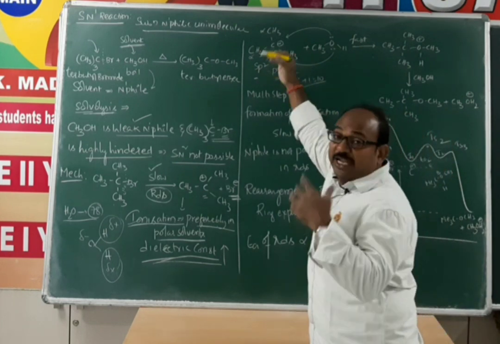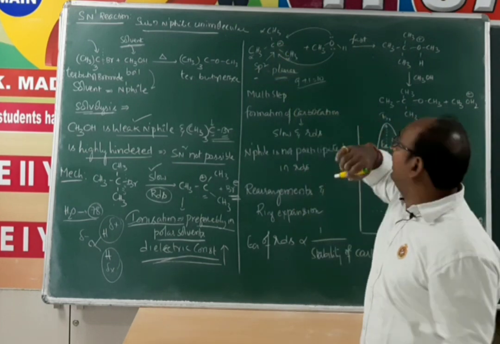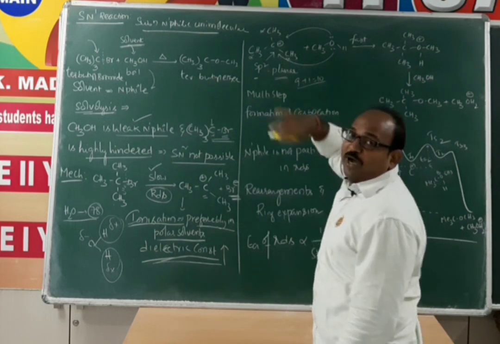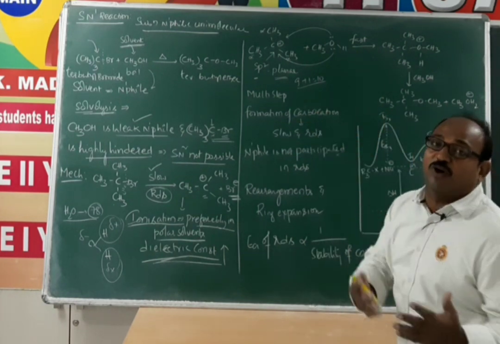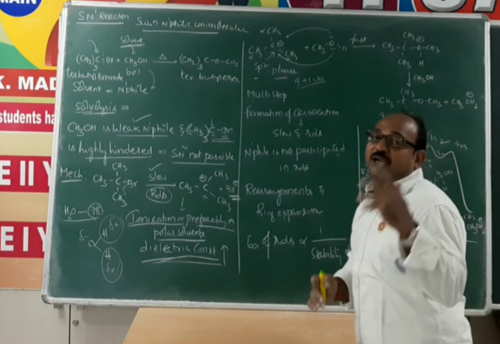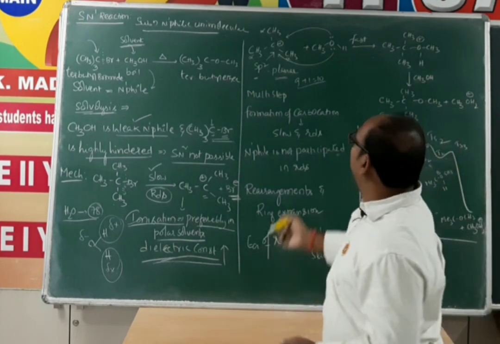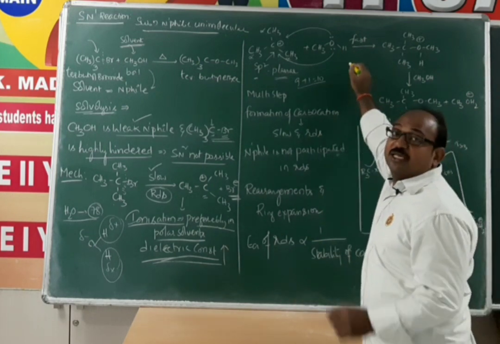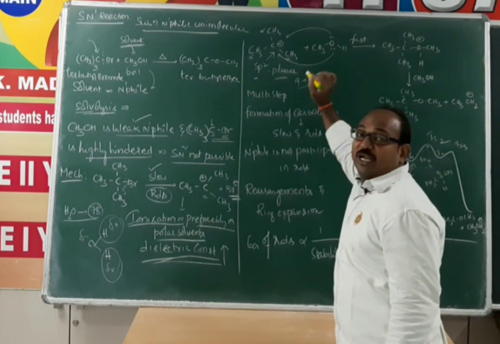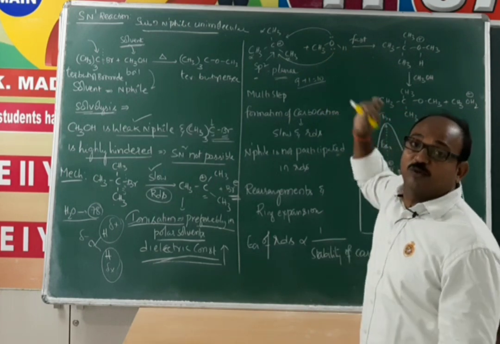Now, it has a planar geometry. Next, the attacking nucleophile. Here the nucleophile is not a negatively charged one. In the previous session, in the case of SN2, we used a negatively charged nucleophile. Here we are not using any negatively charged nucleophile. We are using only a neutral molecule, that is, the solvent molecule. Here we are using alcohol.